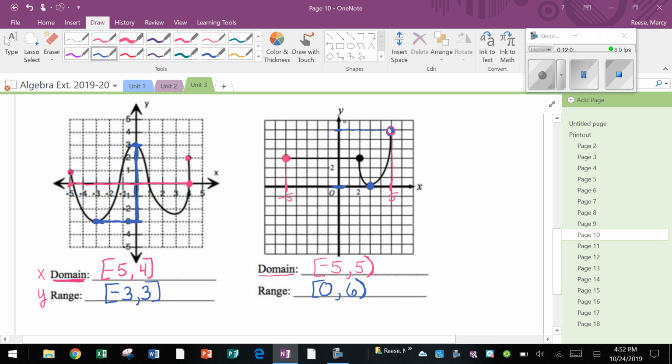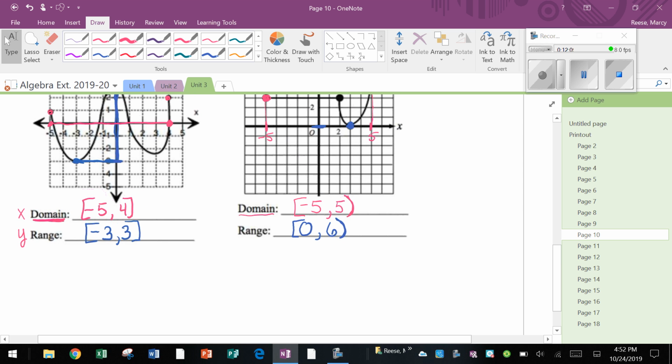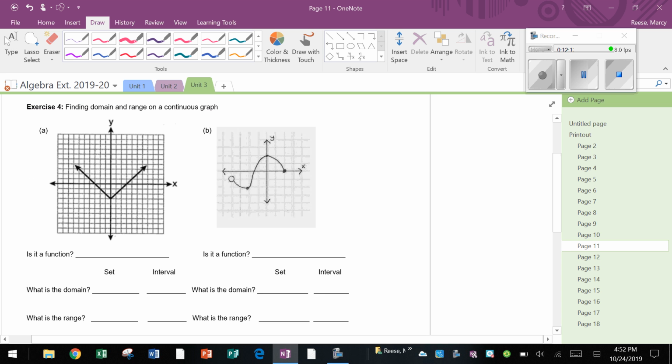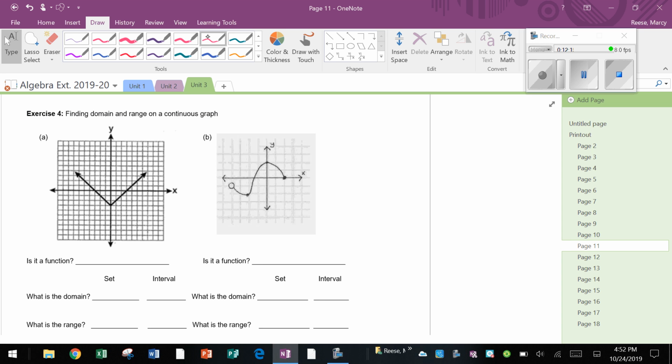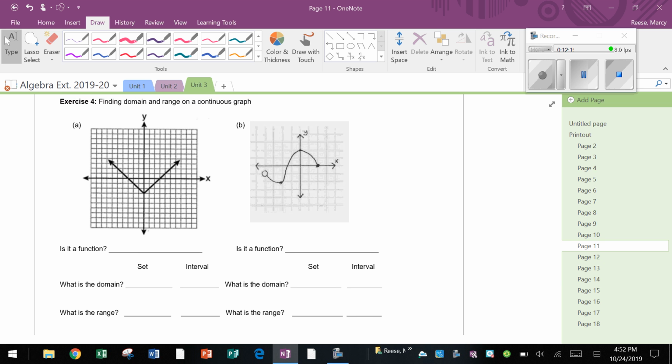All right. Okay, flip that page. Let's do a couple more. We're going to do all these together because I want to make sure that you get them down. And then you have the rest of the period to do your homework.